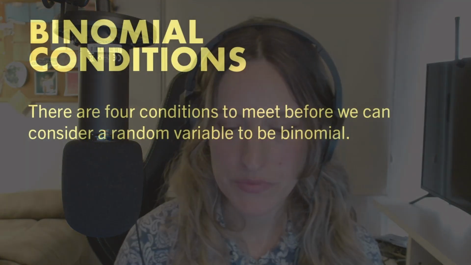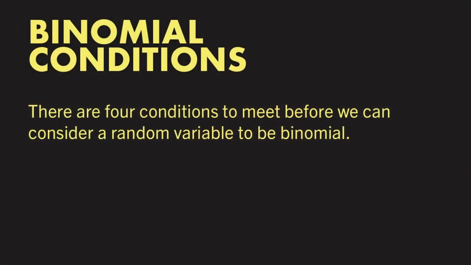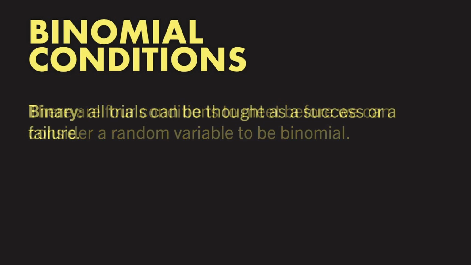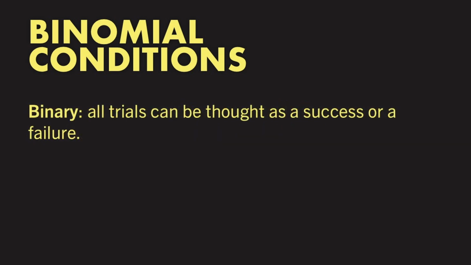Let's discuss what needs to happen for a variable to be binomially distributed. There are 4 conditions we need to meet before we can consider a random variable to be binomial. First of all, we need what we call a binary situation. Something is binary if one thing can happen or another thing can happen, and that's it. We need to be able to treat all trials as either a success or a failure.